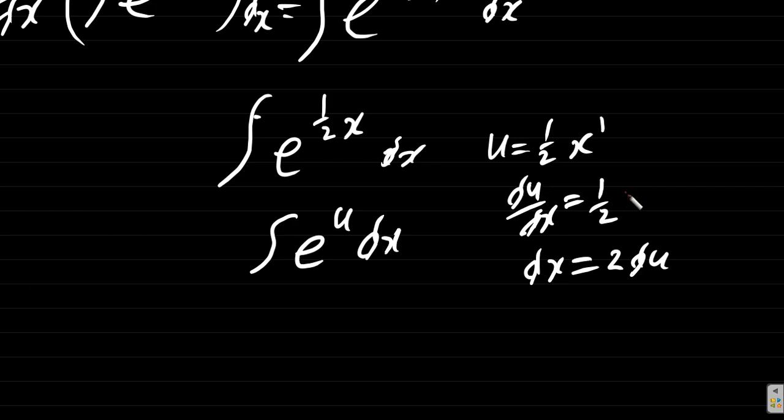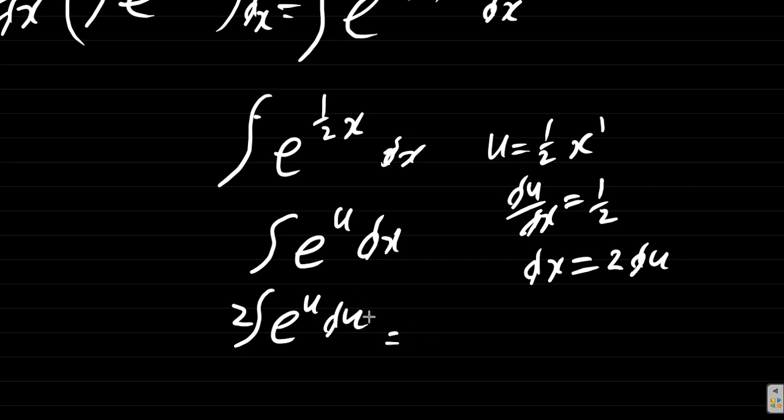So dx would come here and then divide by half. It's du over half, which is the same as du times 2. So dx is 2 du. So the integral of e to the u du, but du is times 2. Let's put the 2 here.